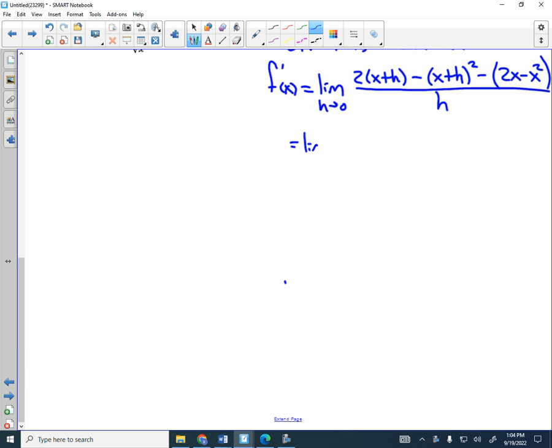Now the rest becomes a process of just algebra. I get the limit as h goes to 0 of, what is this first part? 2x plus 2h. What do we get if we square x plus h? x squared plus 2xh plus h squared. But we're going to distribute a negative. So minus x squared minus 2xh minus h squared. You okay with that? And then what are you going to have after that? Good. And that's all over h.